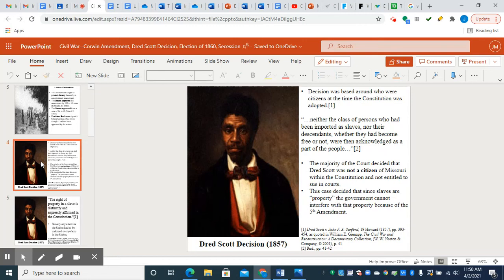So we're going to talk today about one of the most important, and usually regarded as one of the worst, decisions ever made by the US Supreme Court. But we need to understand it in context. Okay, so let's look at the US Constitution a little bit so far.